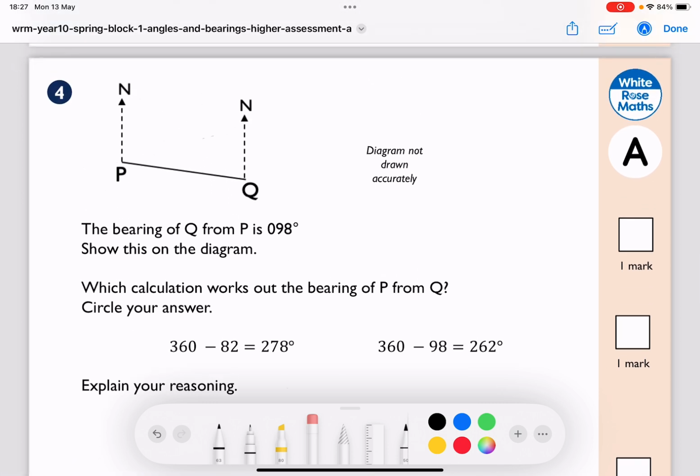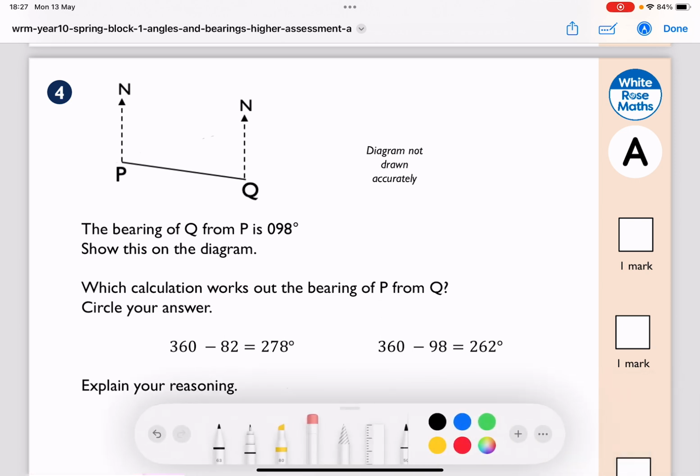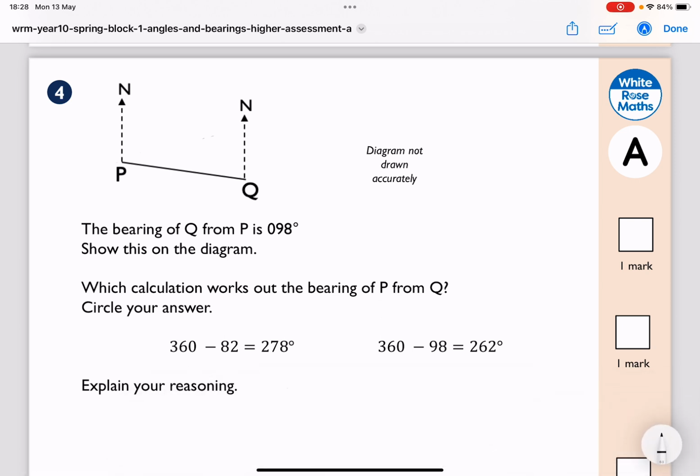It says the bearing of Q from P is 098 degrees. Show this on the diagram. Always remember it is from P. So from P means it's from P here, and it's going from north clockwise. So here, this is 098 degrees.